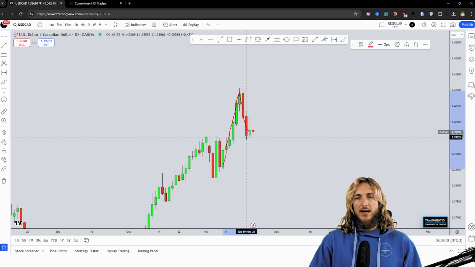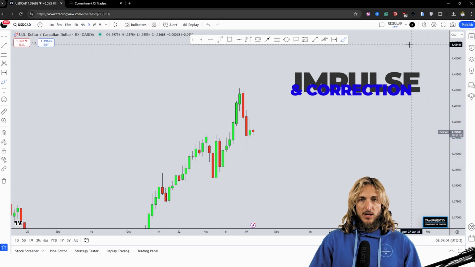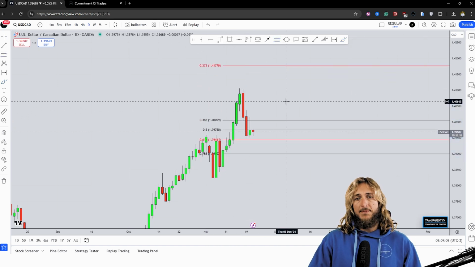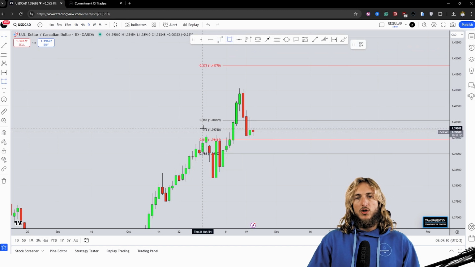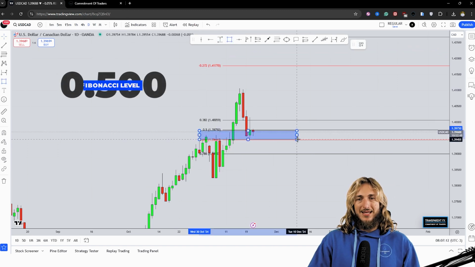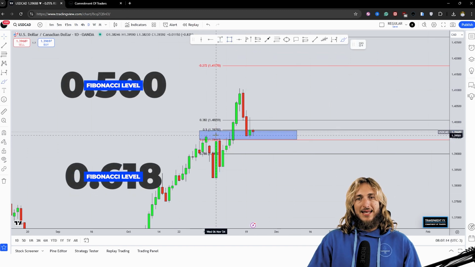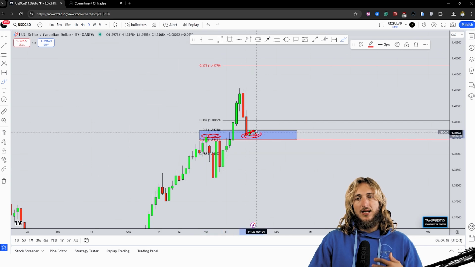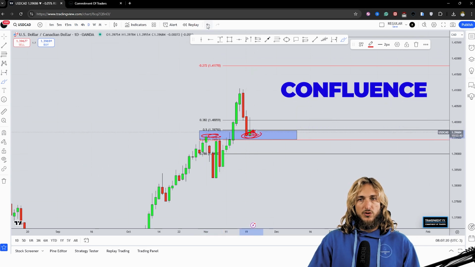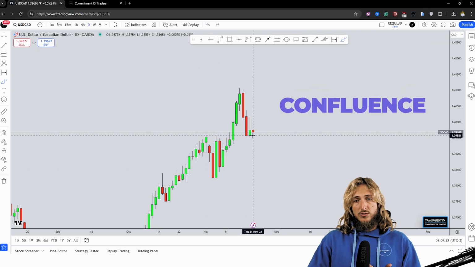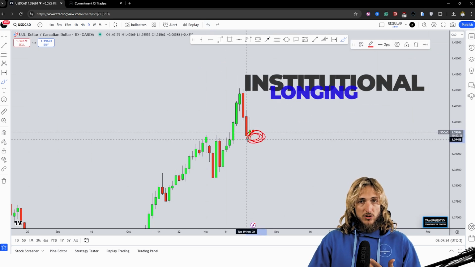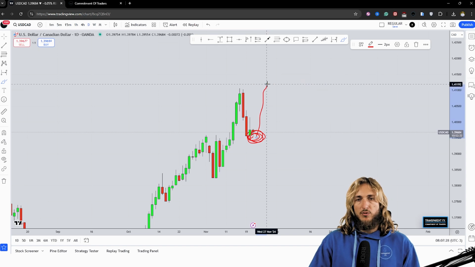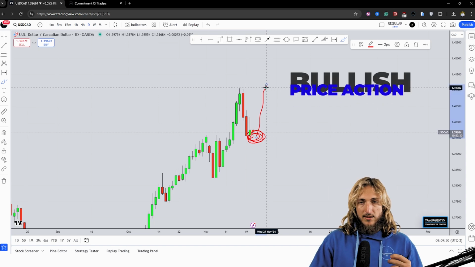Now, in general, after an impulse, if you want to measure a correction, you have to take your Fibonacci from the low to the high of the impulse leg. And again, also here, we can notice how we have the 50% and 0.618 lining up perfectly with this previous resistance turn support. Therefore, again, creating a confluence of support in this zone, which increases the probability of seeing institutional longing inside of this area, which again could further increase the probabilities of a potential push higher away from this confluence of support area.